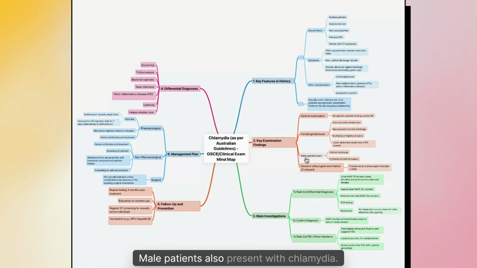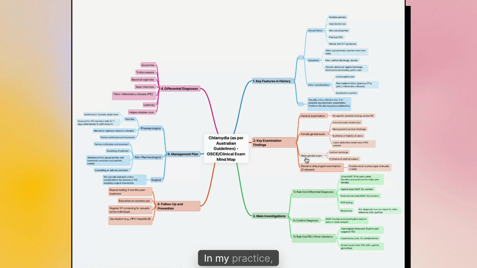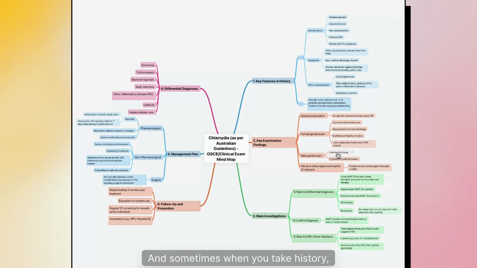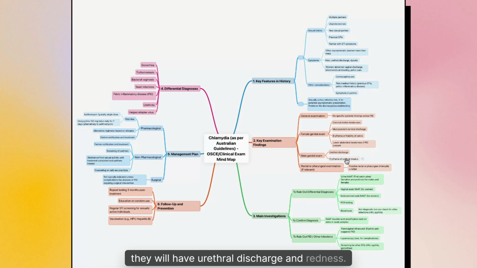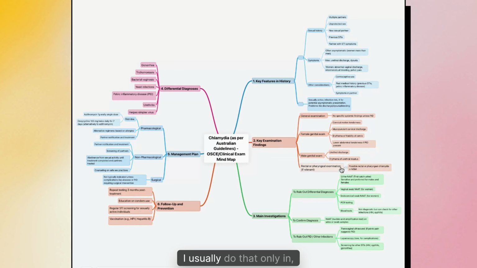Male patients also present with chlamydia. In my practice, it is usually referred by the partner. The partner will tell the male, "Hey, look, I had chlamydia, you should go and get it checked." And sometimes when you take history, they will have urethral discharge and redness. Then rectal examination only if relevant. I usually do that only in homosexual individuals. Otherwise, I don't do that.